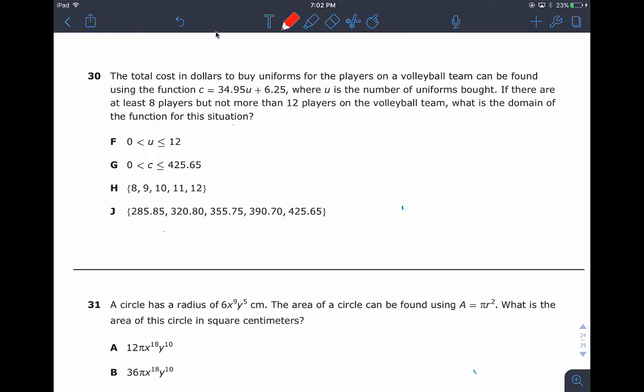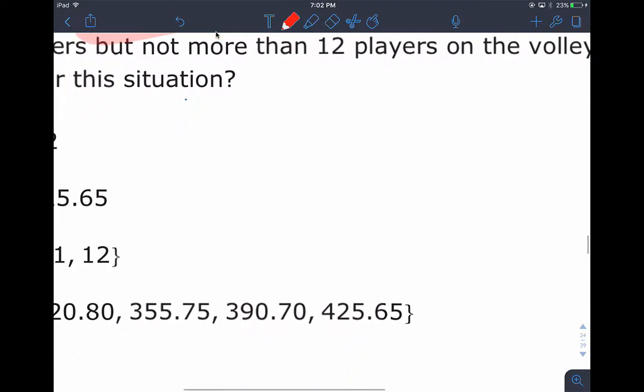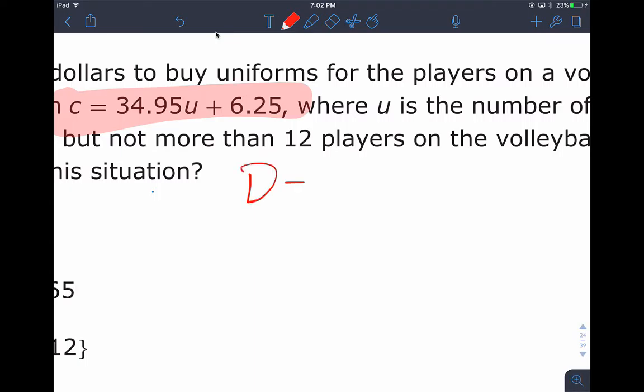All right, this is a situational problem here where I think it's asking for domain or something. Yeah, the total cost in dollars to buy uniforms for the players on a volleyball team can be found by using this function. So they give us the equation. We don't have to come up with it. Where U is the number of uniforms. If there are at least 8 players, but no more than 12 players for the volleyball team, what is the domain for this situation? All right, so domain, we kind of said that in a previous video. I think it was the one previous to this.